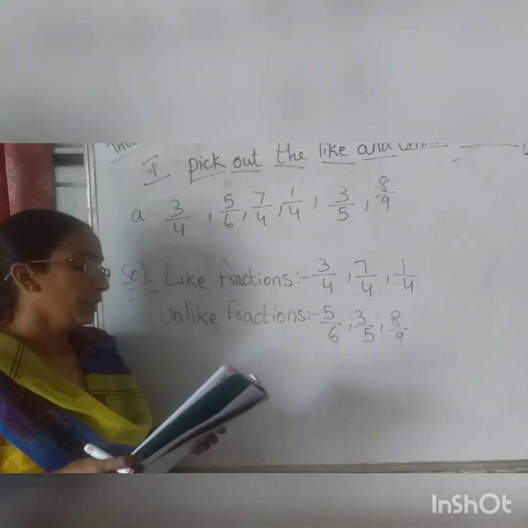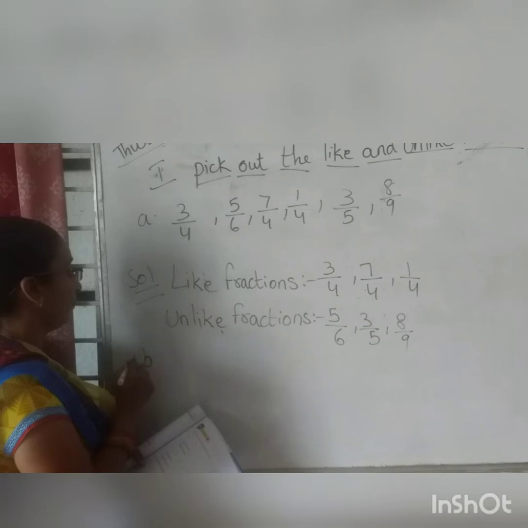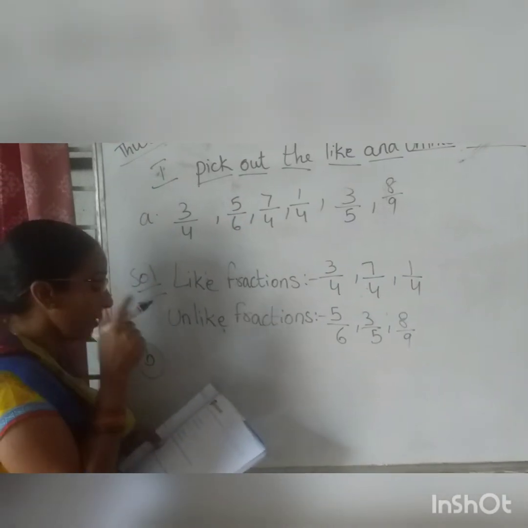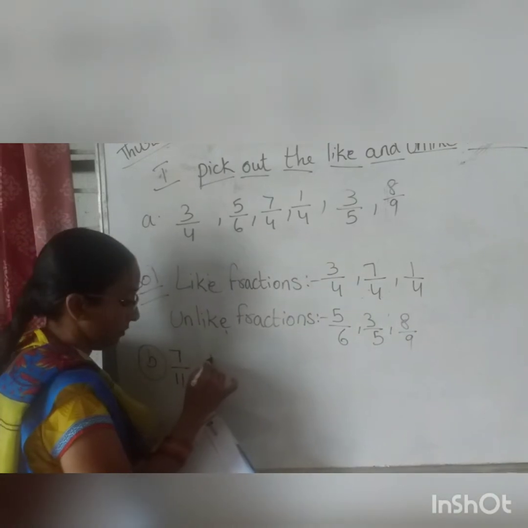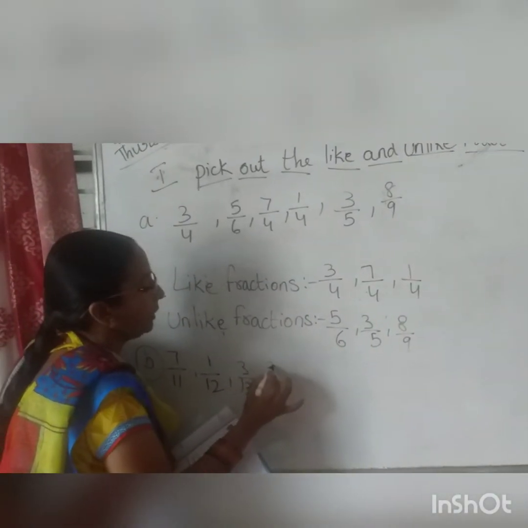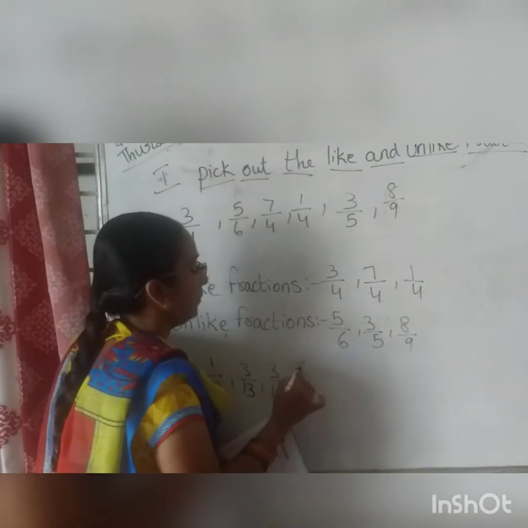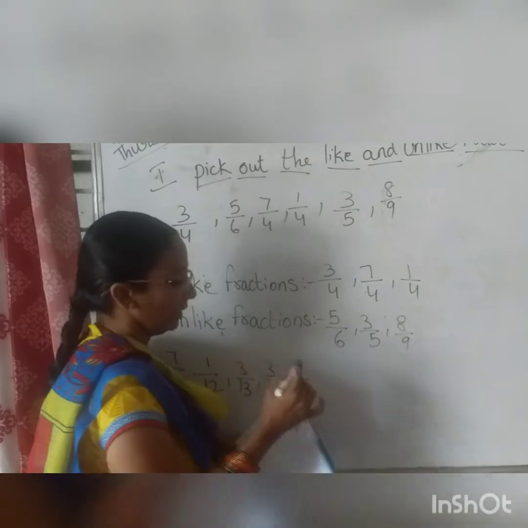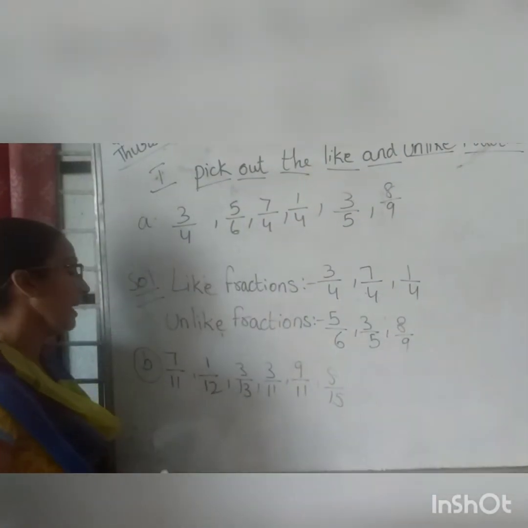Now, the same way, I wrote one, no? You write one more for homework. You write this one for homework: 7/11, 1/12, 3/13, 3/11, 9/11, 8/15. From this, you have to write what are like fractions.